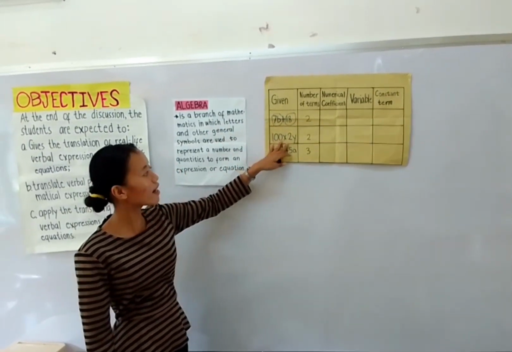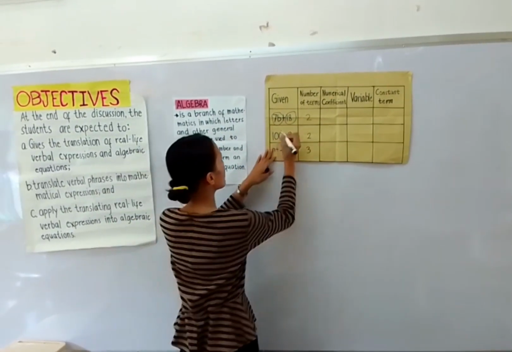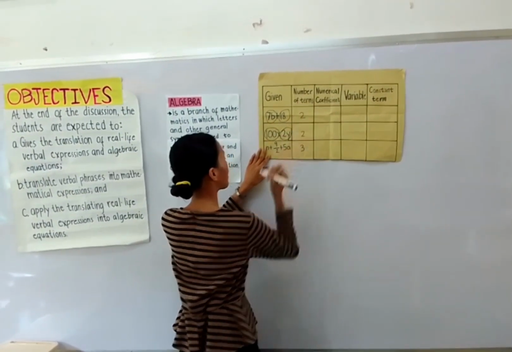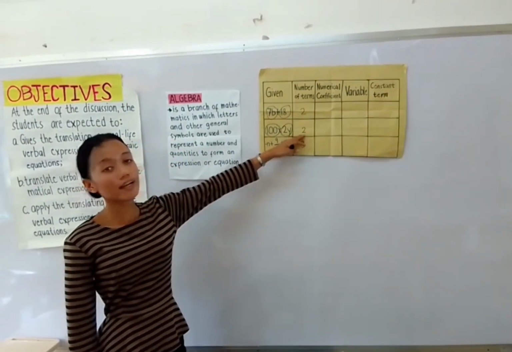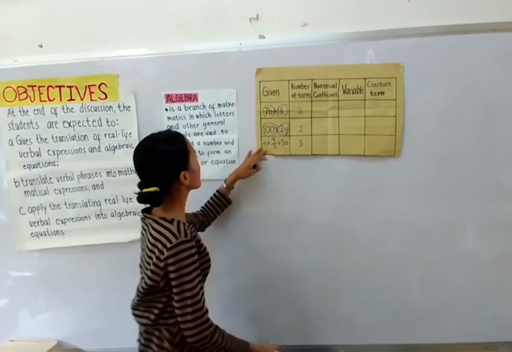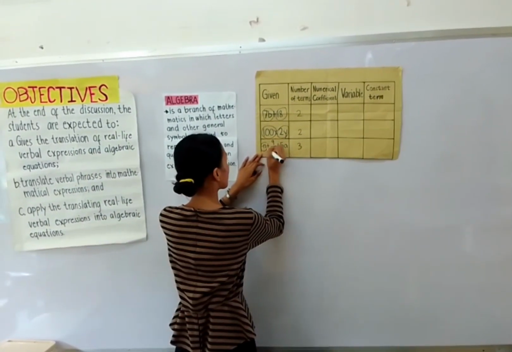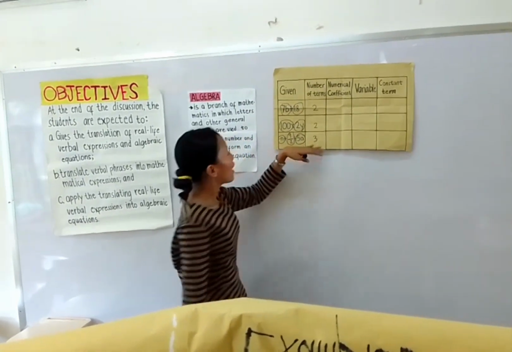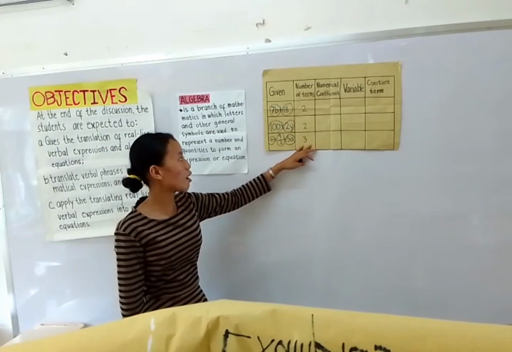Next, 100 times 2y. Let us encircle this 100 and 2y. So it also has 2 terms. Next, negative m over 2, 5a. So there are 3 terms.